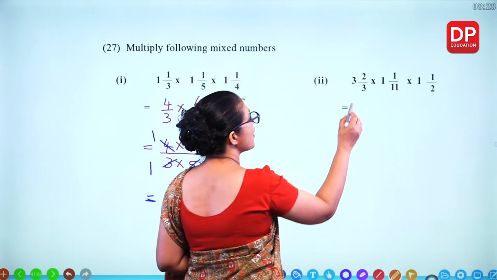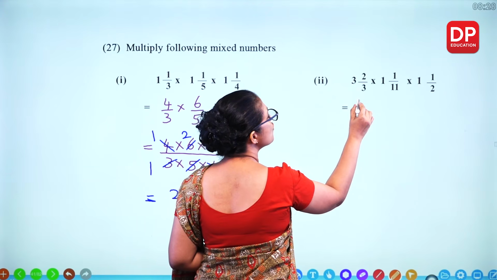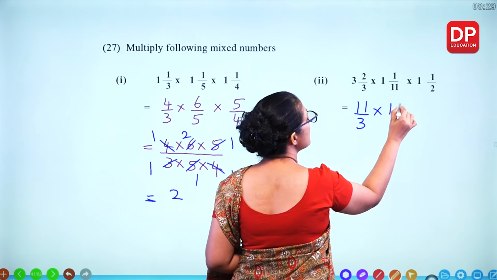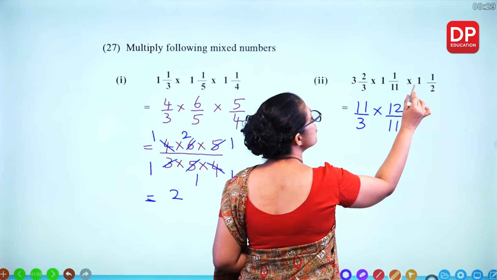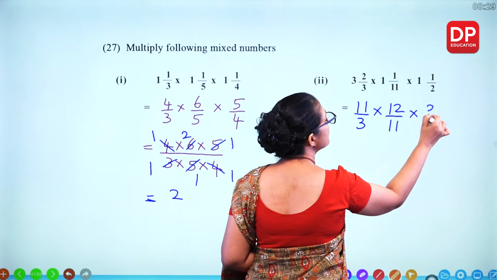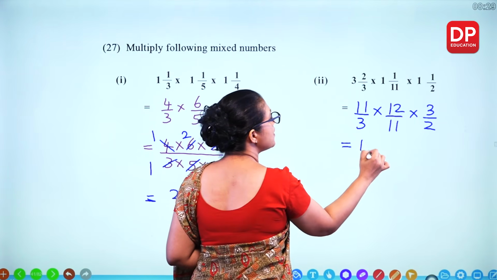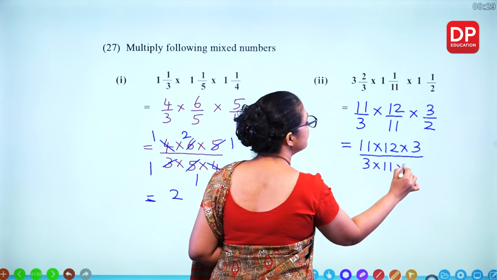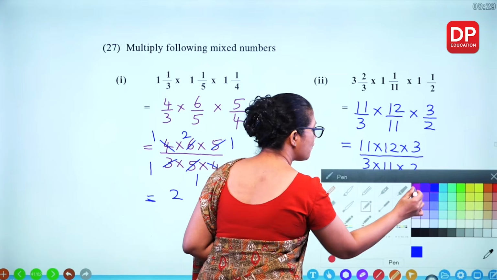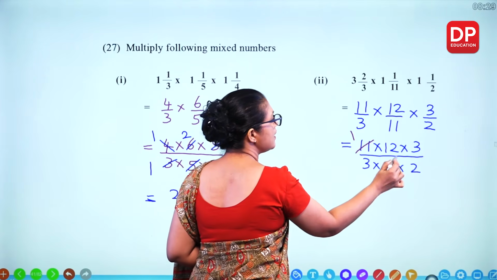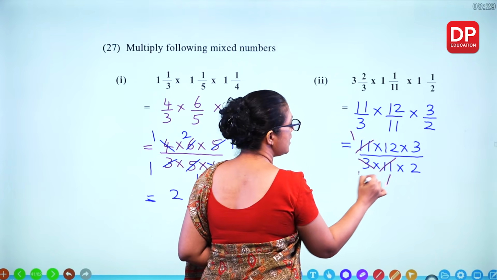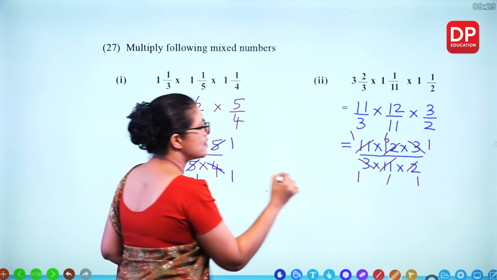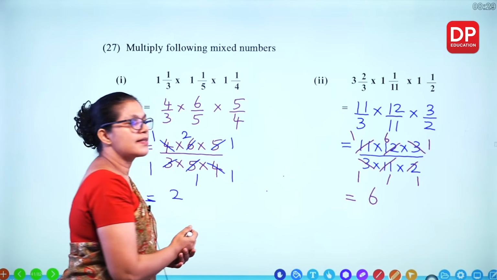Convert to improper fractions. 3 times 3, 9. 9 plus 2, 11. Here 11 times 1, 11. 11 plus 1, 12. 2 times 1, 2. 2 plus 1, 3. Multiply the numerator separately, denominator separately. Now cross out the common factors. 11 and 11. 3 and this 3. 2 with this 12, you get 6. So 6 times 1, the answer is 6.